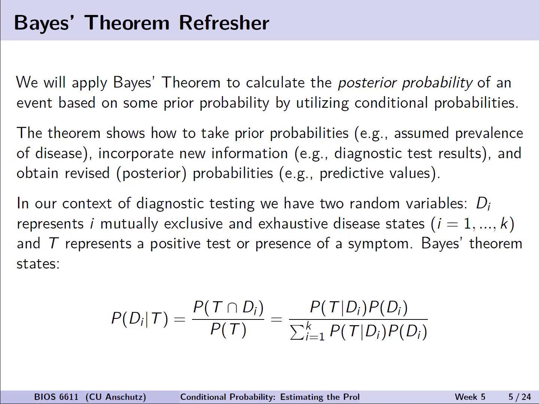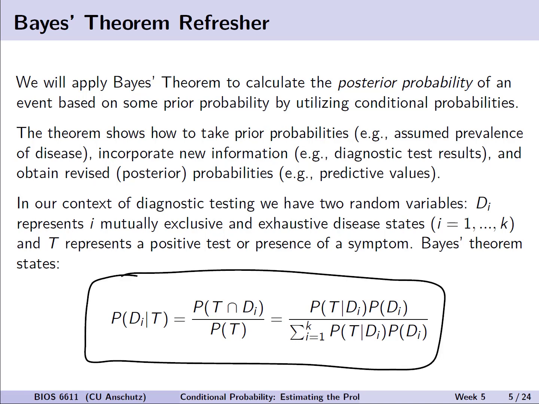In our context of diagnostic testing, we have two random variables, D sub i, where we have i mutually exclusive and exhaustive disease states, which oftentimes we're going to treat as you have the disease or you don't, so there's two disease states, and then T, representing a positive test result or the presence potentially of some symptom. We see at the bottom here then just a restatement of Bayes' theorem that we'll see actively applied to our calculations.